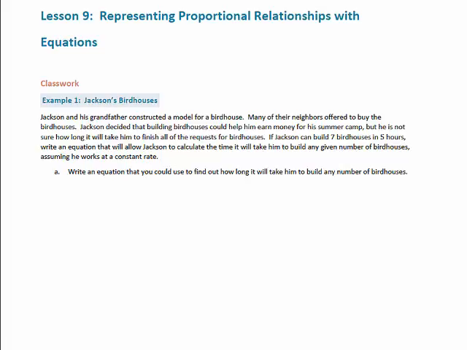In order to write that equation, we need to take a look at the ratio we have and find the value of the ratio, or the constant of proportionality. So our ratio: Jackson can build 7 birdhouses in 5 hours. There's a couple of different equations that we can write. We want one that we could use to find out how long it will take him to build any number of birdhouses. Our first step is to define our variables we're going to use in our equation.